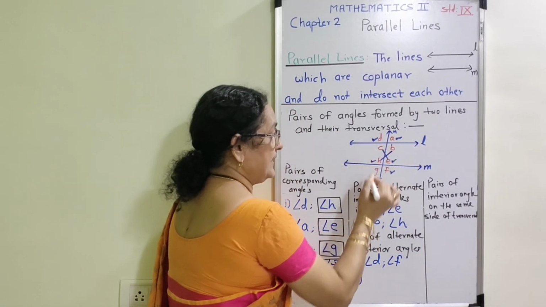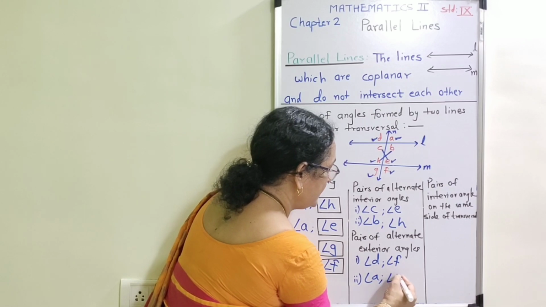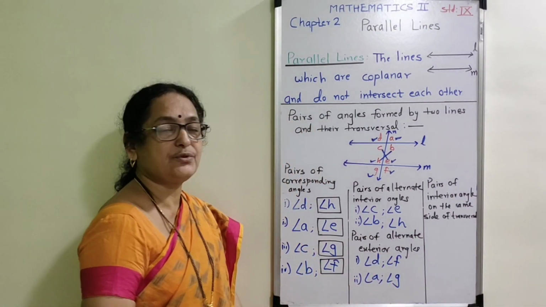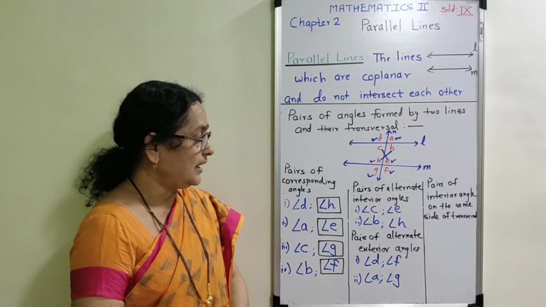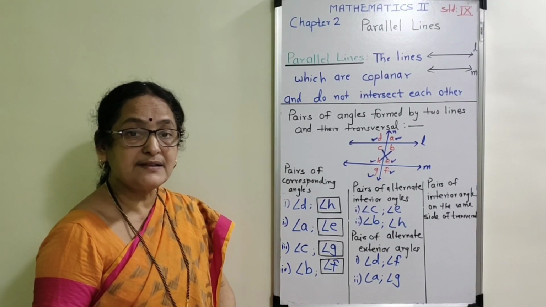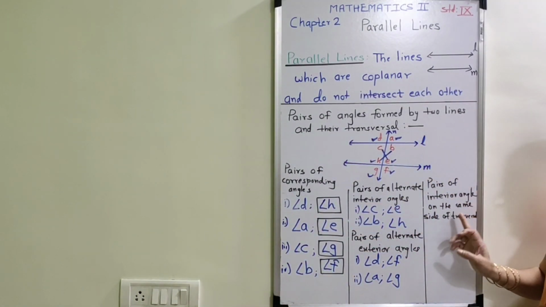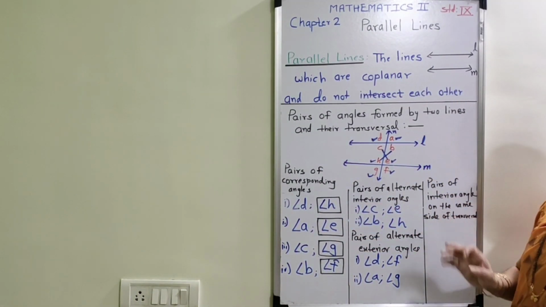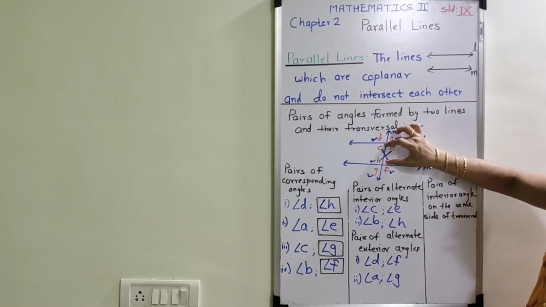If I have taken angle A, then I have to take angle G. These two pairs are said to be exterior alternate angles. Now, the third and the last type of the angles: the pairs of interior angles on the same side of the transversal. Now, this is the interior portion.